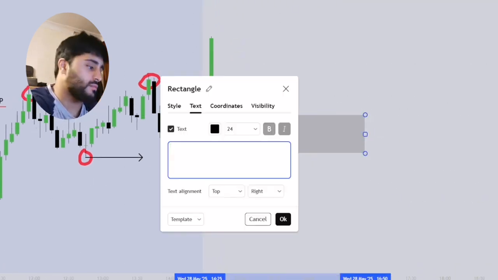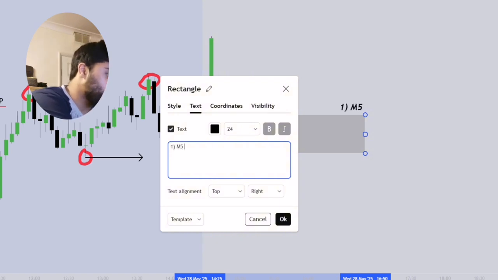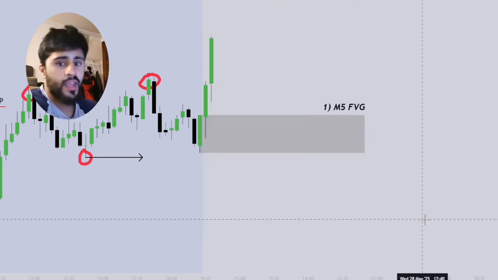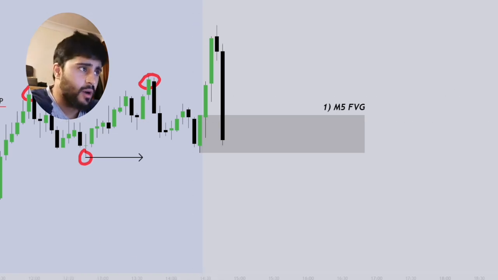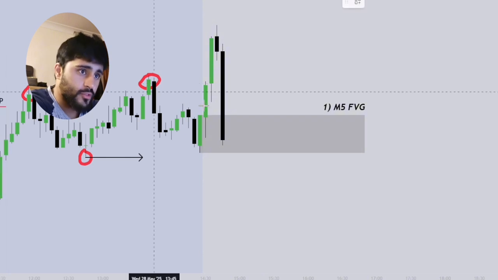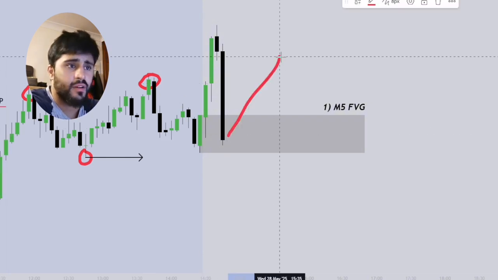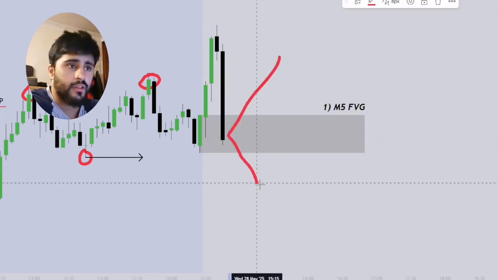This is step 1, right? Step 1, which is just your M5 fair value gap, right? It's as simple as that. Now, when you have an M5 fair value gap, there's only two things the market can do from this position, right? The market can either go up or it can go down. Those are the only two options you have, right? So either the markets can go up or the markets can go down.